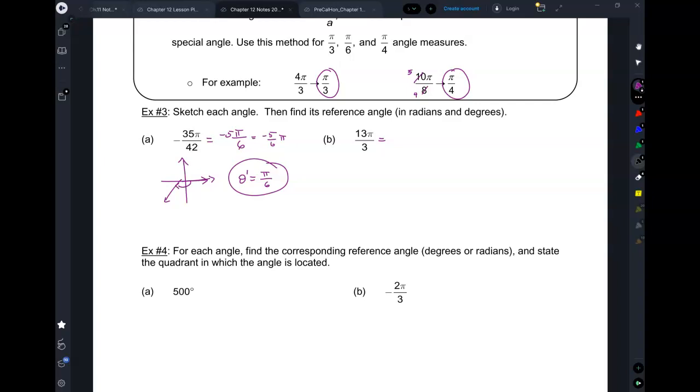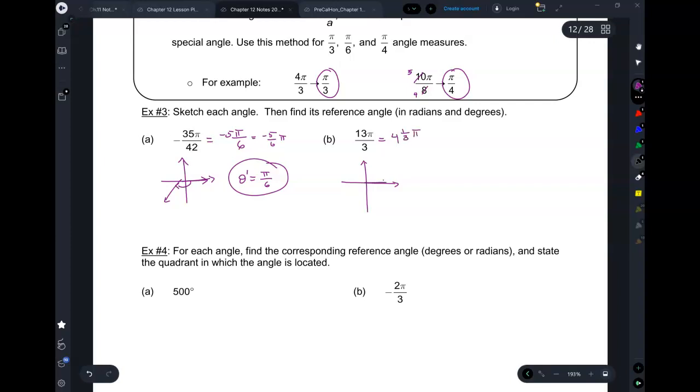Okay. Let's sketch this. 13 pi over 3. When I'm drawing angles in radian, this is the only time in my life that I use mixed numbers. Legit, this is the only time that I use mixed numbers. No math teacher likes mixed numbers. We all prefer improper fractions, except here. So what's 13 over 3 in mixed number? 4 and 1/3 of a pi.